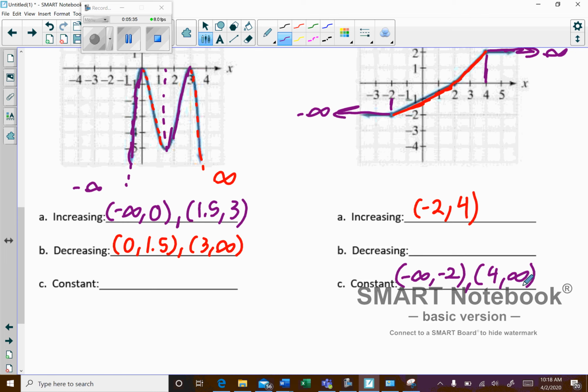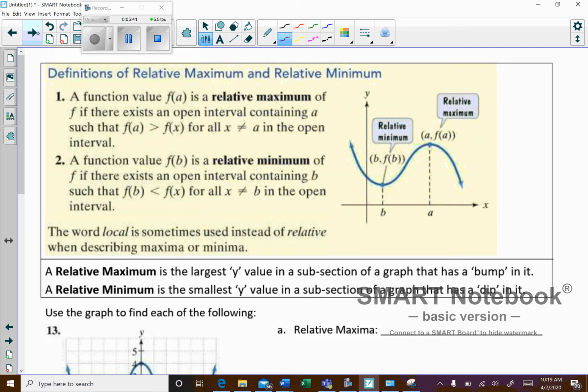Okay, so that's increasing, decreasing, and constant. Now, the relative maximums and relative minimums are sometimes referred to as local. Sometimes you'll see the word local instead of relative, okay? And basically all that means is you're looking for little high points or low points in the graph, so you're looking at a little subsection of the graph.